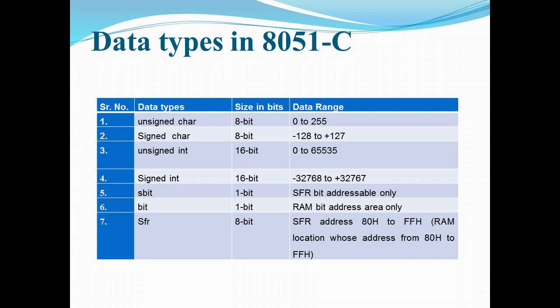This also stores a single bit of information, but this stores the information within the bit addressable area of an 8051. The next data type is called a special function register, or the SFR. This also stores 8-bit information, but this information is actually an address of the particular register.